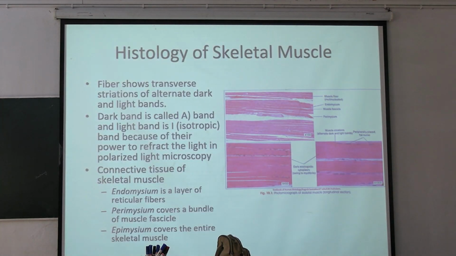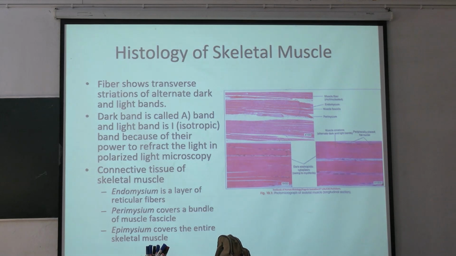Now, histology of skeletal muscle. The fiber shows transverse striations of alternate dark and light bands. The dark band is called A band and the light band is called I band, isotropic, because of their power to refract light in a polarized microscope. Now, you have to see this under a polarizing microscope.